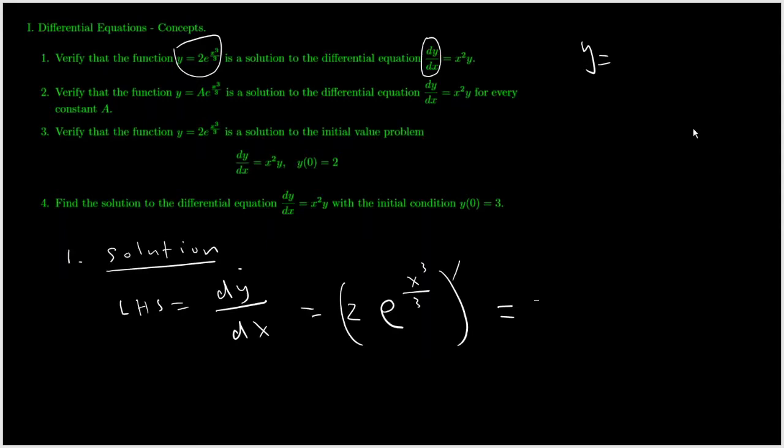You leave out the constant of 2. I will do the whole thing in 2 steps. You leave out the constant of 2, and then you differentiate e to the power of x cubed over 3. For this one, you have to use the chain rule. So to use the chain rule, you copy this 2 first. You choose the box as u, right?